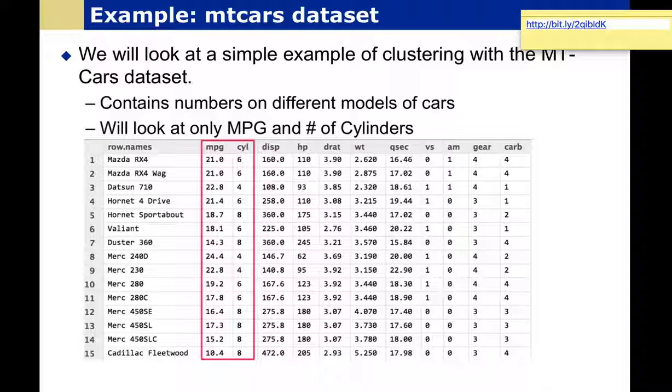We're going to look at an example here in a Jupyter notebook in which we're going to be looking at the mtcars dataset. Now what this is going to be is basically some performance numbers on different models of cars. Notice here we have some different models, everything from a Mazda RX-4 to a Cadillac Fleetwood. And so we're going to be looking at the MPG and cylinders for these cars. Only those two columns, just to make life simple. We're going to ignore everything else.